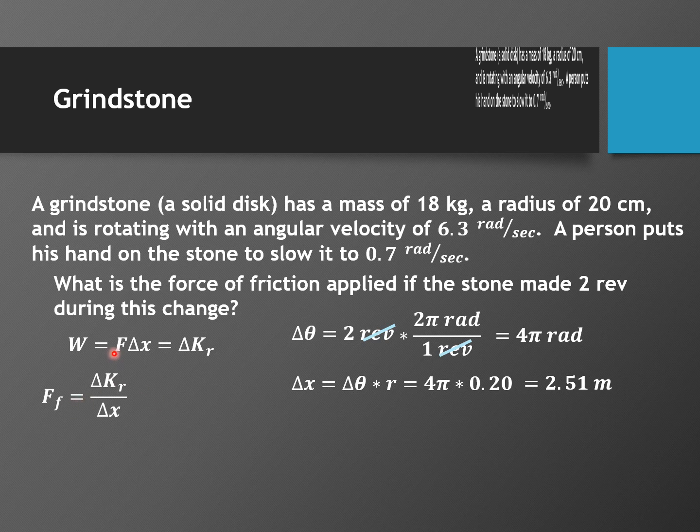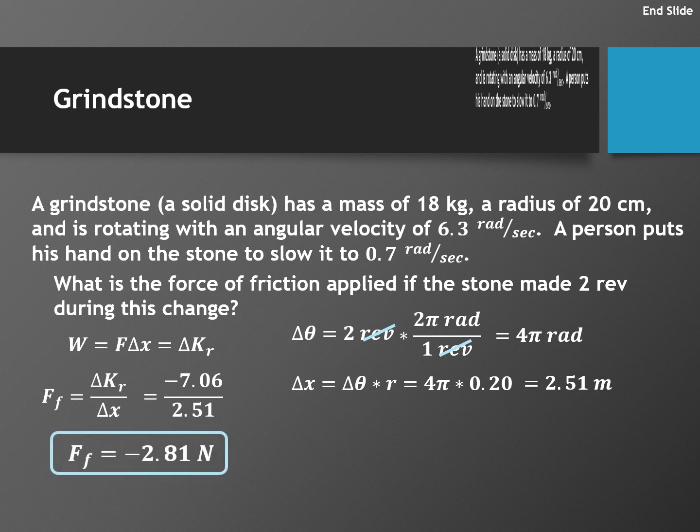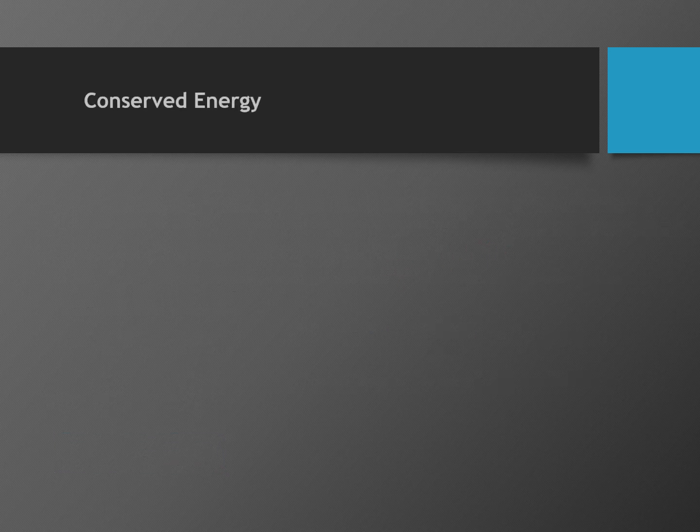Okay, so then to find that force of friction, we divide by the displacement, so the change in rotational kinetic energy, which is going to be negative 7.06, divided by that displacement, which is 2.51. That gives us a force of friction that is negative 2.81 newtons. So that's the amount of force that's being applied in order to slow it down from 0.63 radians per second to 0.7 radians per second.